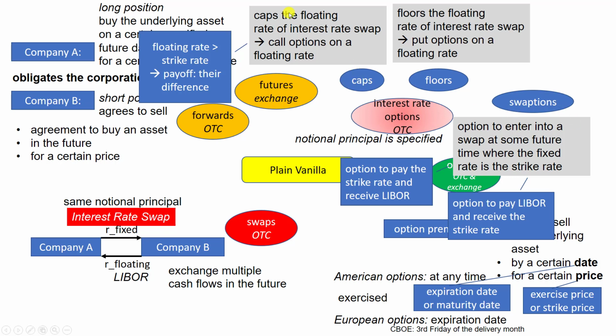So caps are providing upper limits for the floating interest rate, and you can say that if we are going above this level, then there will be a payoff. So it actually protects you against interest rate risk. Again, you don't have to have this fancy swap agreement.